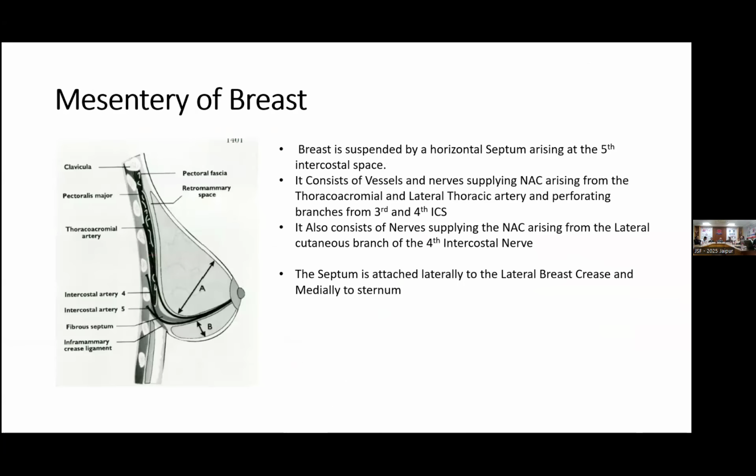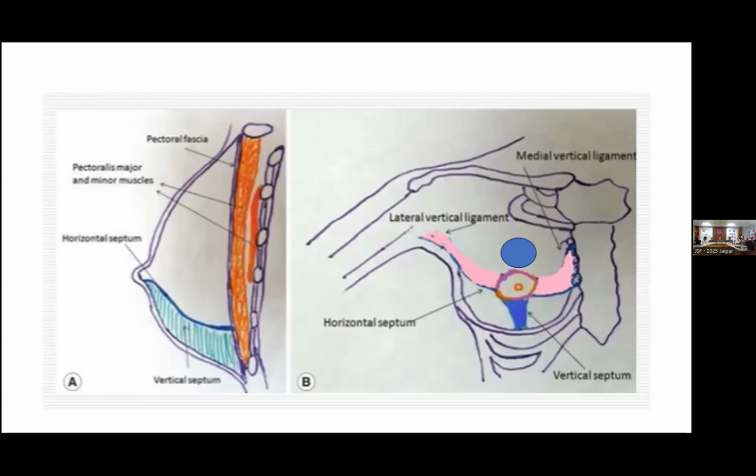So the mesentery of the breast was actually defined by Wuringer. This is also called the Wuringer septum. He defined that the breast is suspended by a horizontal septum arising from the 5th intercostal space, and it consists of the vessels and nerves supplying the NAC, arising from the thoracoacromial and lateral thoracic artery, perforating branches from the 3rd and 4th intercostal spaces, and it also consists of the nerve supplying the NAC from the lateral cutaneous branch of the 4th intercostal nerve. This mesentery is attached laterally to the pectoralis minor and medially to the sternum.